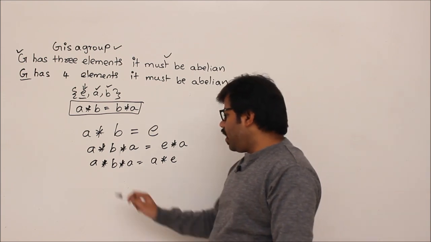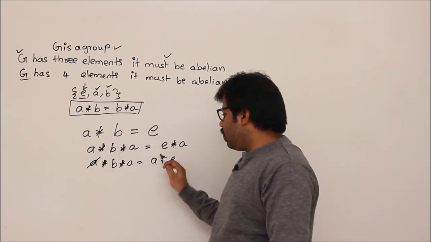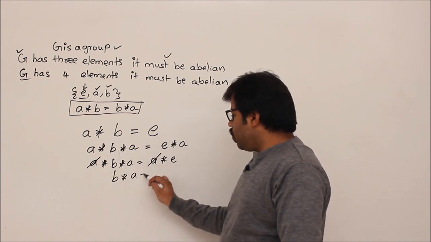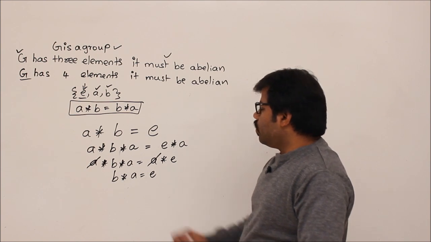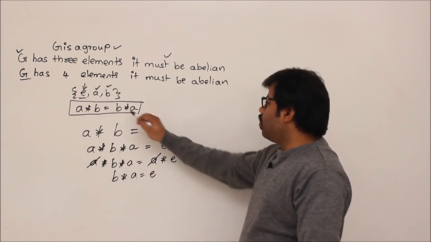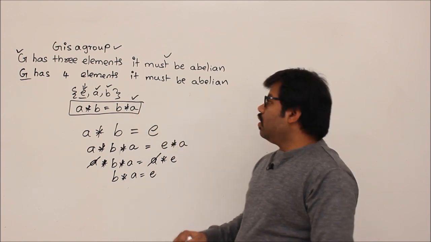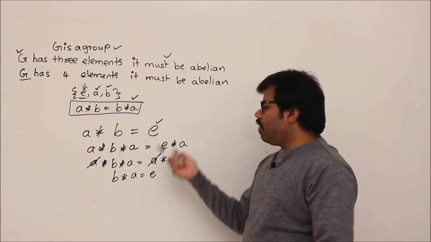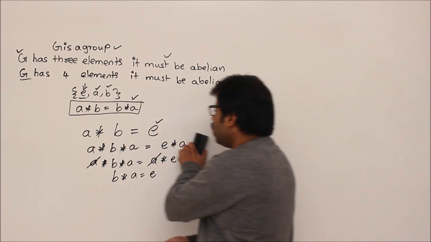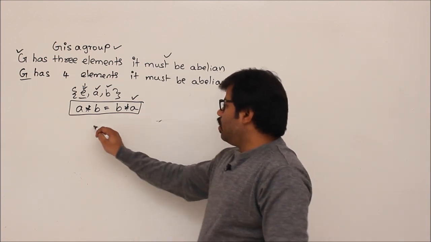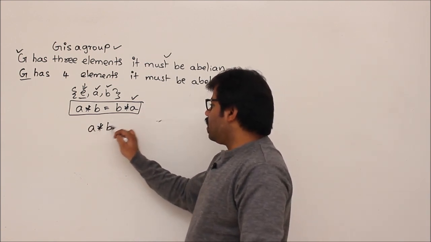So now I can apply left cancellation. We know that left cancellation holds good for groups. That's why B star A equals E. So whenever A star B equals E, B star A equals E, then A star B equals B star A. So that's why in case number 1, if A star B equals E, then we proved that it is abelian, correct? So what if A star B is not equal to E? We have to try. So A star B, let's say, not equal to E.